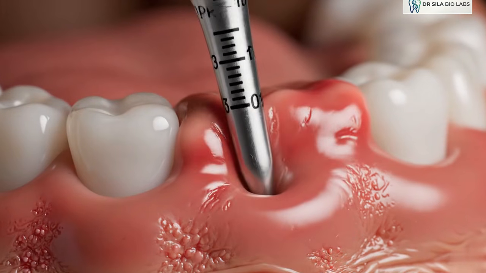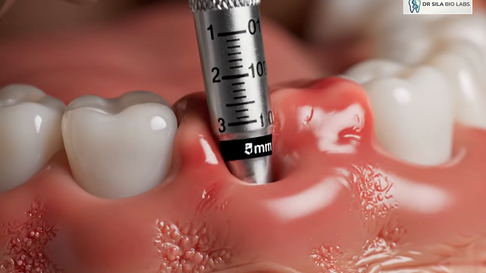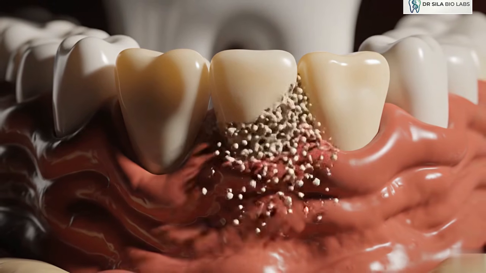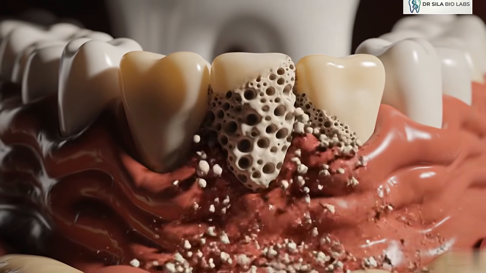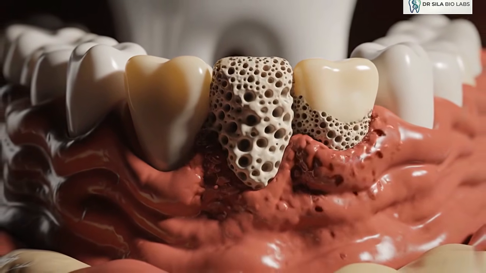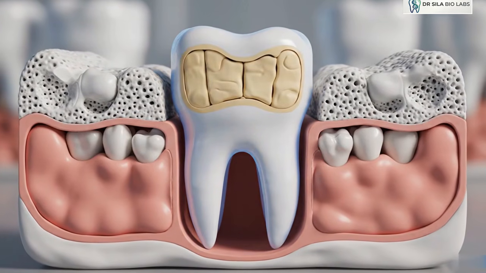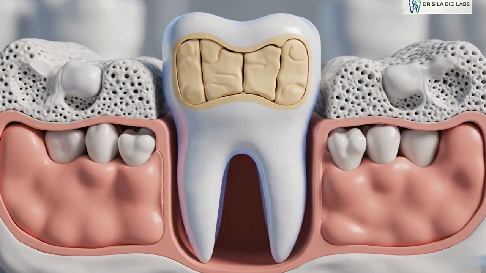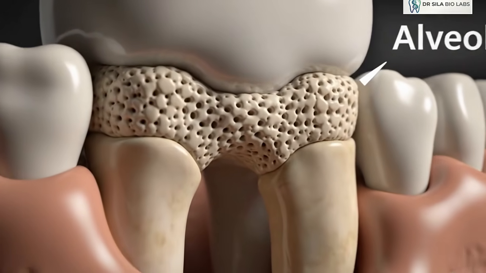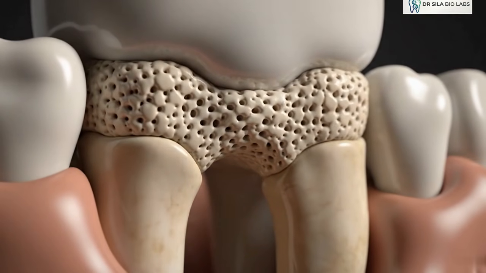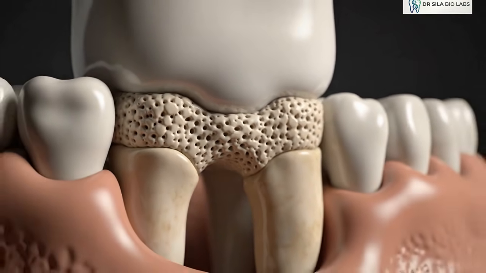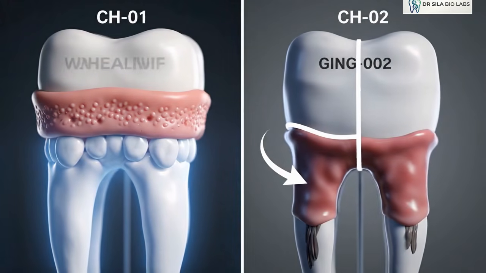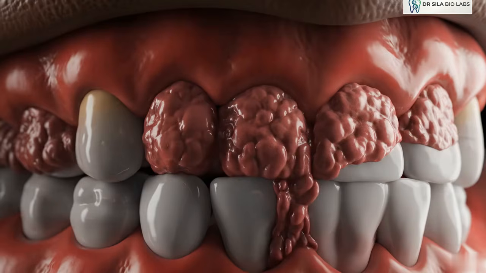Dentists measure these pockets to assess the severity of periodontal disease. In the next section, we'll see how periodontitis leads to bone loss and tooth instability. To understand tooth mobility, we first need to understand the bone that supports our teeth. Each tooth is held firmly in place by the surrounding alveolar bone. In a healthy mouth, this bone provides stability and support during chewing.